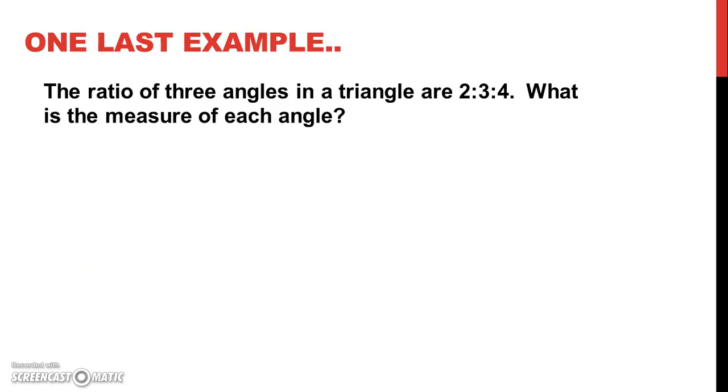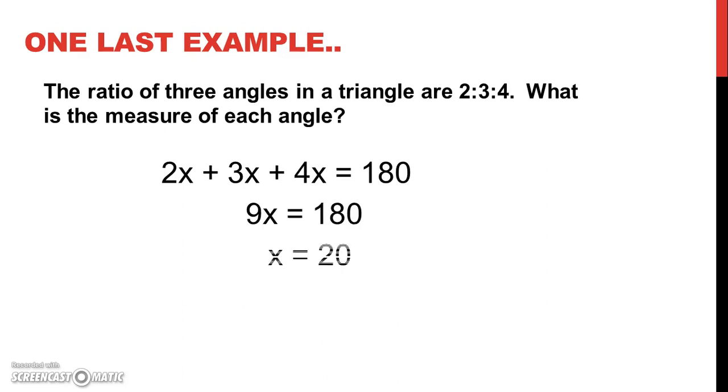Well, next example. The ratios of three angles in a triangle are 2 to 3 to 4. What is the measure of each angle? Well, there's some number x times 2, times 3, and times 4. When they multiply by that x value, they add up to 180. So I'm going to do 2x plus 3x plus 4x equals 180. Combine like terms, I get 9x. Divide by 9 and I get x is 20.